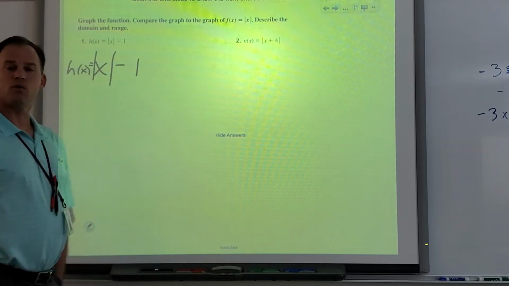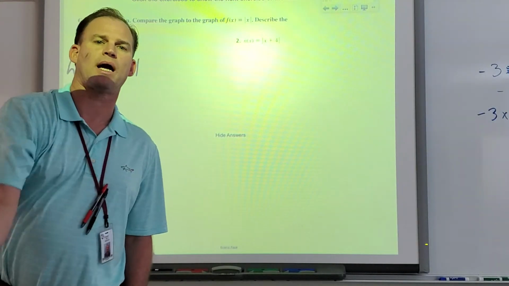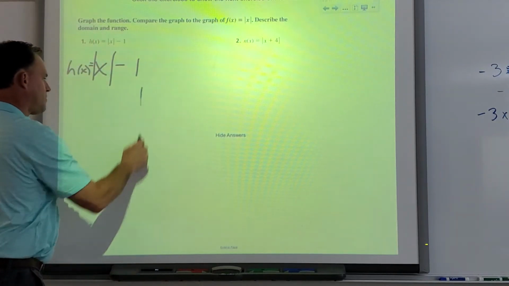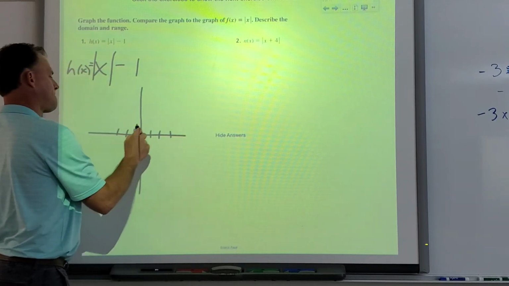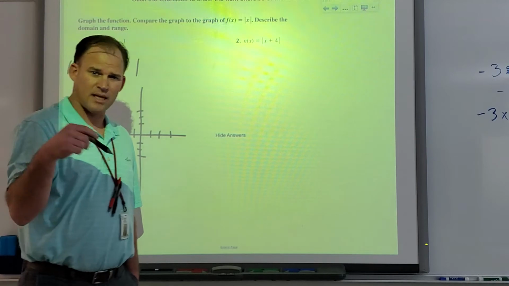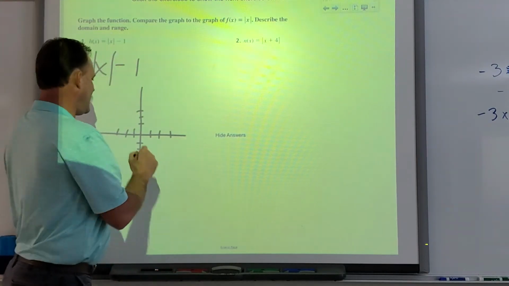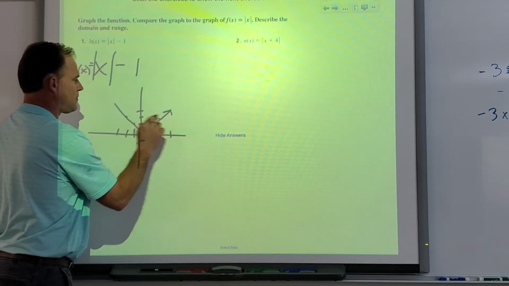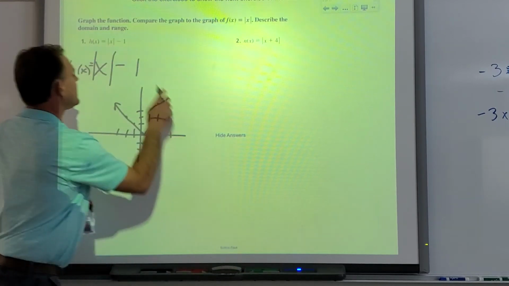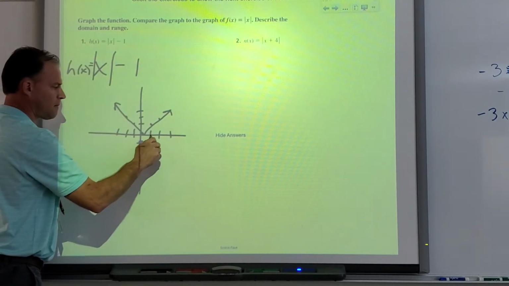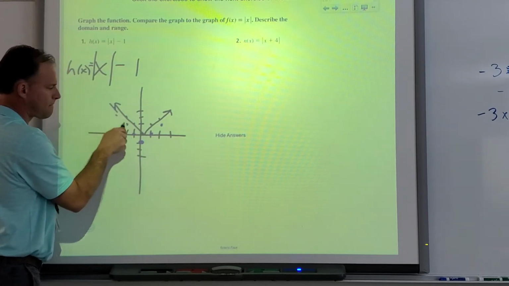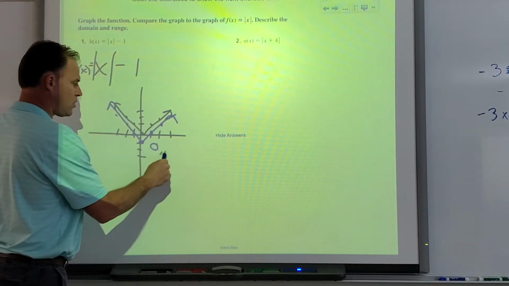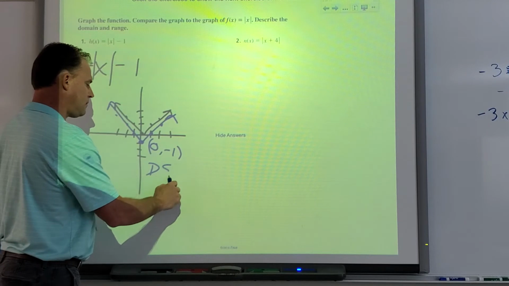h of x equals absolute value x minus 1. Is the number inside or outside the absolute value? So how is that going to shift my graph? So, mentally, and we're going to write this out the first time, mentally, it helps to see what's going on. So the original graph looks like this. So now this is taking my graph down 1. There you go. So what is my new vertex? 0, negative 1.